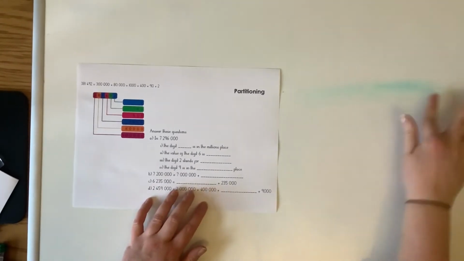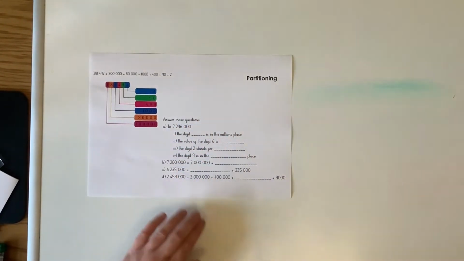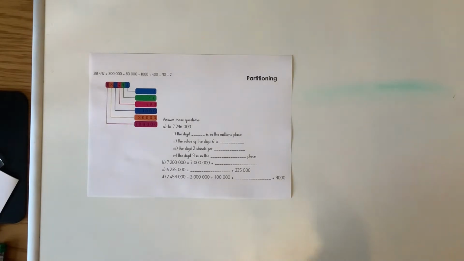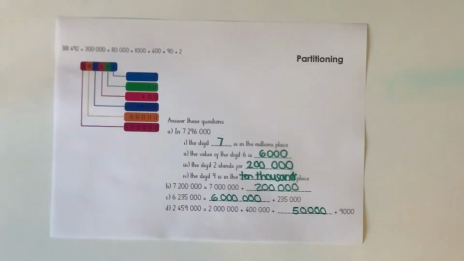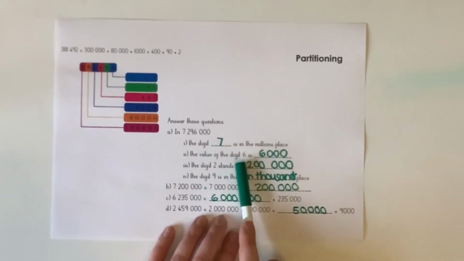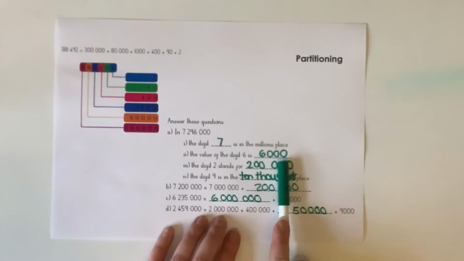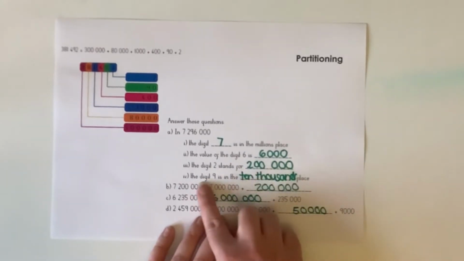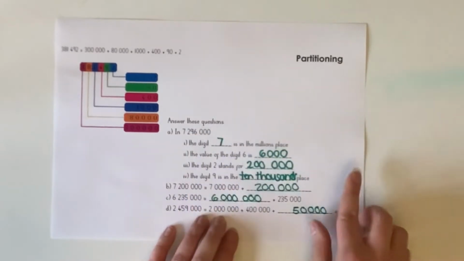So what I'd like you to do now is pause the video and have a go at these 4 questions. Off you go. Okay, and here are the answers to those 4 questions. Okay, so the digit 7 is in the millions place. The value of the digit 6 is 6,000. The digit 2 stands for 200,000, and the digit 9 is in the 10,000s place.